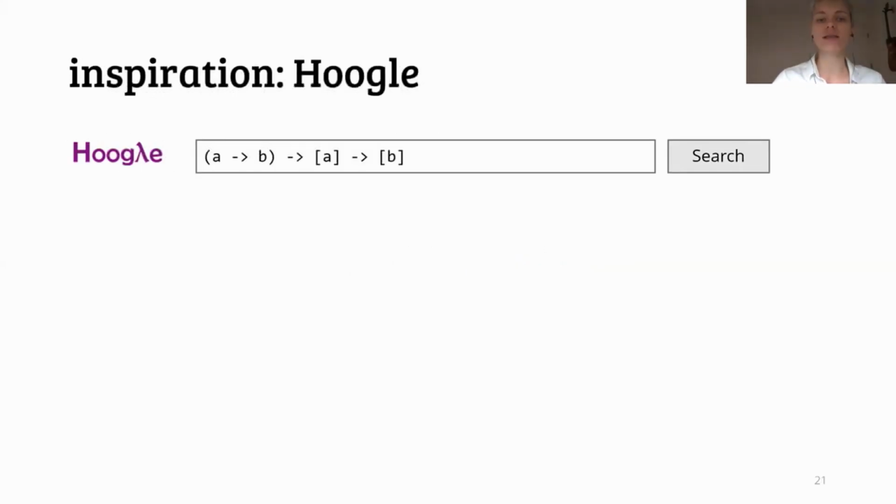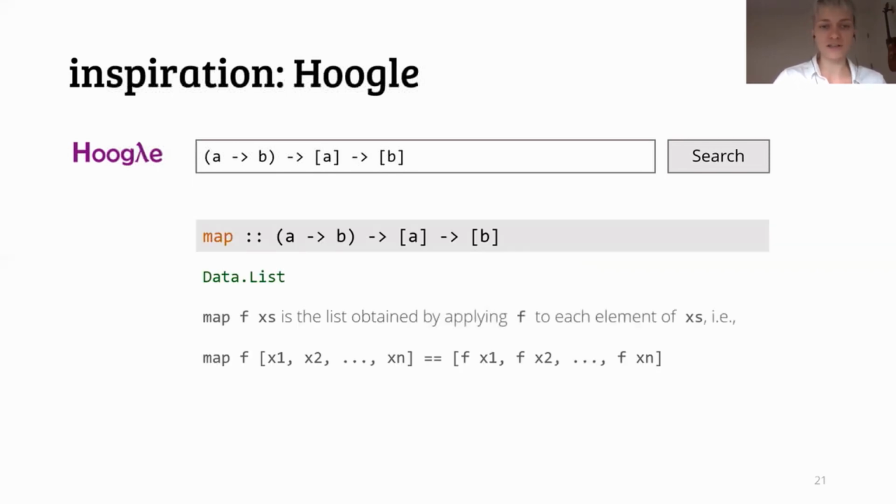What Google does is it searches for API functions by type. If you're a Haskell programmer, you probably used it a bunch before. For example, you can ask Google, what is a function that takes a function from A to B and a list of A's and produces a list of B's? And Google will readily tell you, it's the map function, which does exactly that. And that's great, Google is very popular. However, the problem is, what if there is no one library function that achieves exactly what you want?